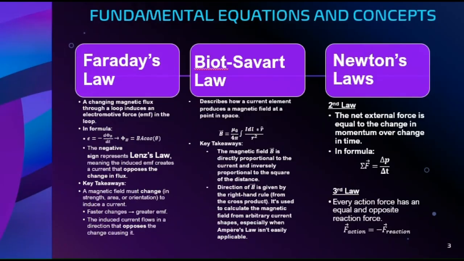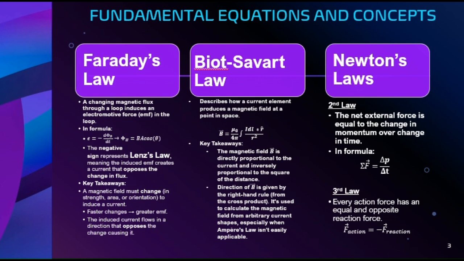So this slide lays out the core physics concepts that guided my thinking. First is Faraday's law, which says that the changing magnetic flux through a loop induces an EMF. The equation includes a negative sign, and that's Lenz's law. That shows the induced current resisting the change that caused it. And since faster flux changes mean stronger EMF. There's also the Biot-Savart law, which tells us how current in a conductor generates a magnetic field. It's used for complex shapes, especially when Ampere's law doesn't apply.